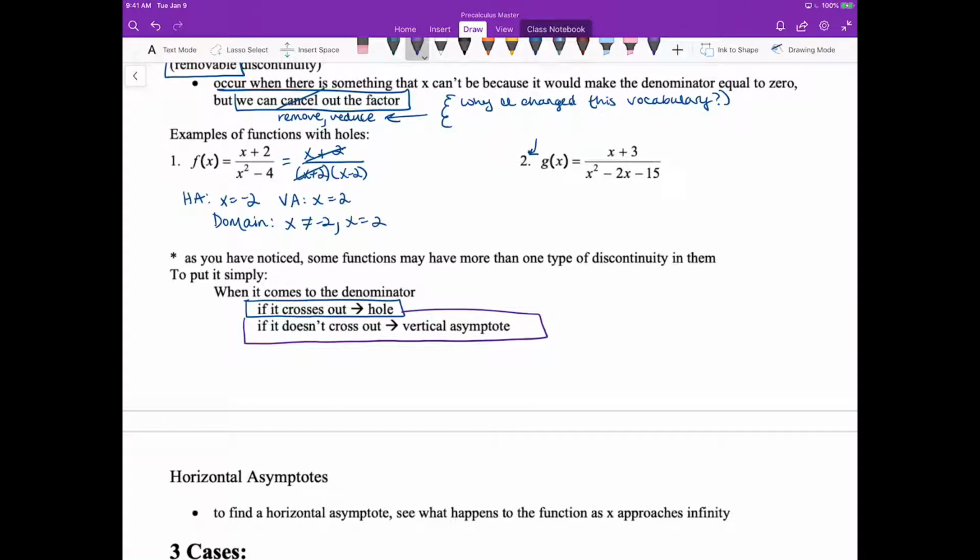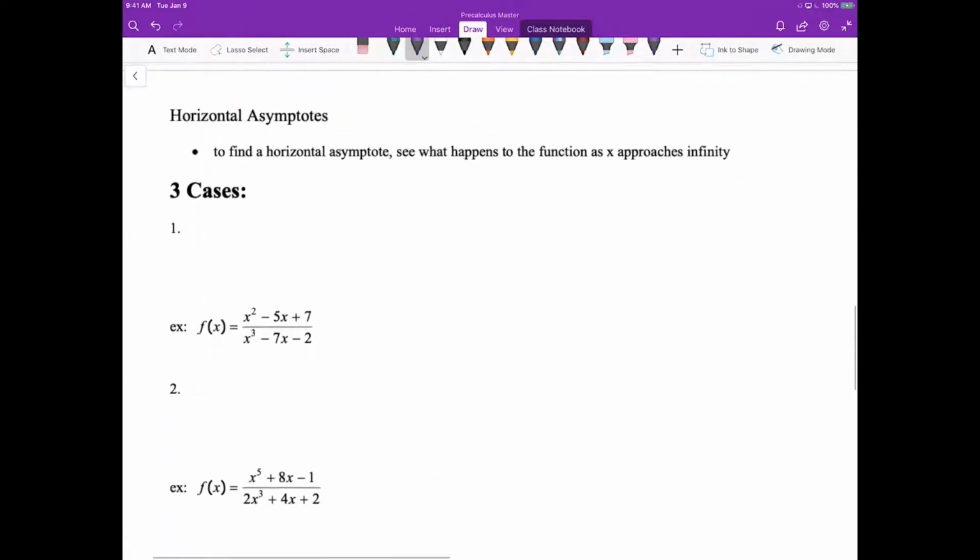So there are two discontinuities that we've talked about so far, a hole and a vertical asymptote. And then the next discontinuity to look at is a horizontal asymptote, which is on the next part of this activity. And the way that we find that is a little bit different. This is looking at what happens as x approaches infinity. So let's look at the horizontal lines, the cases of any horizontal lines that would be a discontinuity and present themselves as a horizontal asymptote.